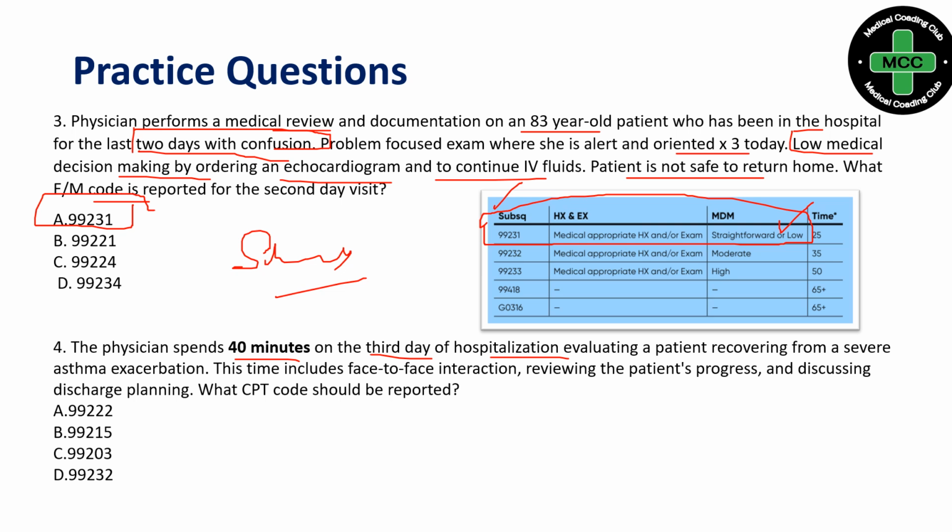severe asthma exacerbation. This time includes face-to-face interaction, reviewing the patient progress and discussing the discharge planning. So here it is time-based coding, 40 minutes on the third day of hospitalization. So again it's a subsequent visit. Check for 40 minutes what code you will get. So you can see here for 40 minutes, 99232 and 99233.